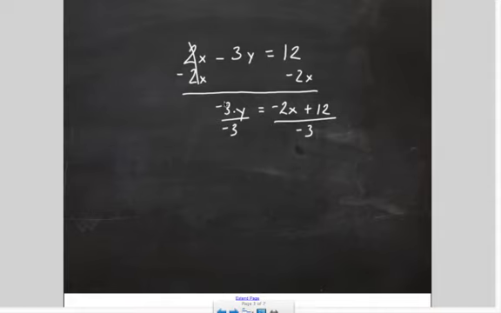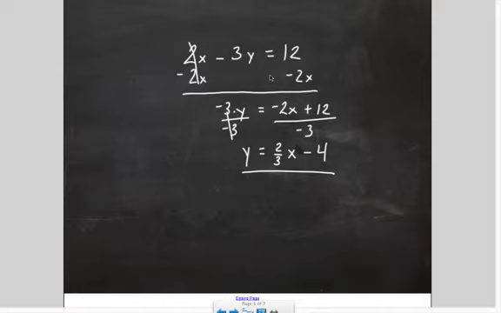It goes to everything. The left side is just 1y. On the right side, I get negative 2 over negative 3, which is now a positive 2/3, and then x. So I can write that 2/3 and then x beside it like that. Now the 12 becomes negative because positive divided by negative makes a negative, and 12 divided by 3 is 4. So there would be my equation if I were to rewrite it from something that looks like this.